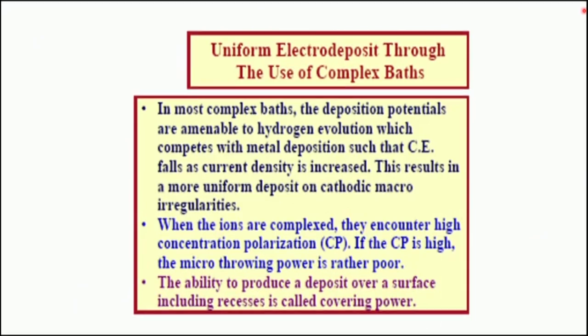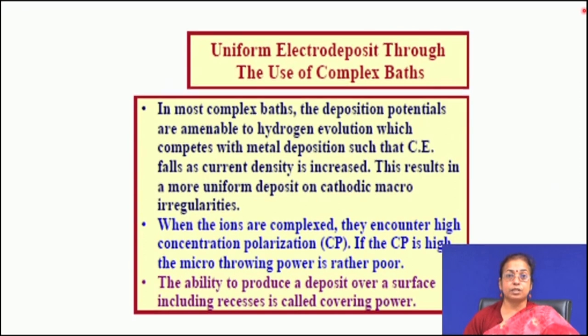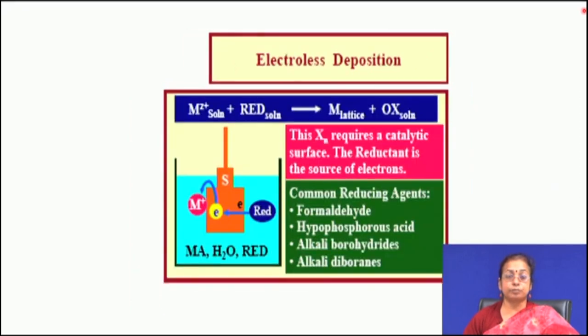So, by the application of complex bath, the deposition potential basically is amenable to hydrogen evolution, which competes with the metal deposition process, and the cathodic efficiency falls as current density is increased. This results in more uniform deposit on cathodic macro irregularity. So, this is very important, because in the cathode you have also hydrogen evolution. So, if you have very high macro throwing power, deposition rate is very slow because of hydrogen evolution, that basically levels your deposit. So, macro throwing power is a very interesting parameter, which is important for leveling the deposition.